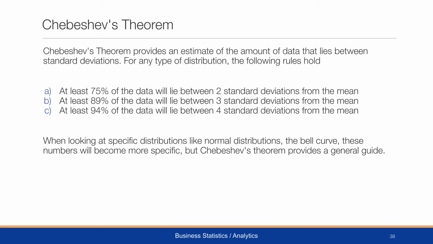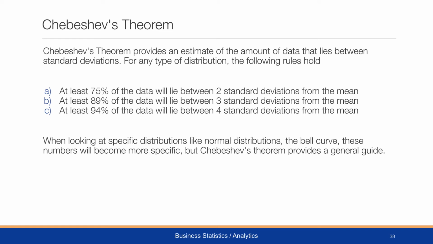We have a theorem called Chebyshev's theorem, which provides an estimate of the amount of data that lies between standard deviations. For any type of distribution, the following rule holds. At least 75% of the data will lie between 2 standard deviations from the mean. At least 89% of the data will lie between 3 standard deviations of the mean.